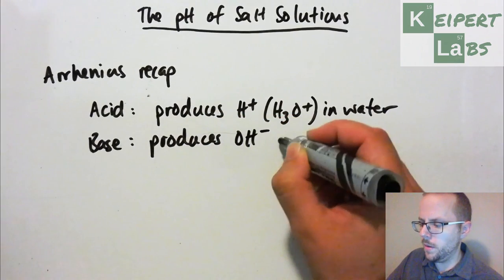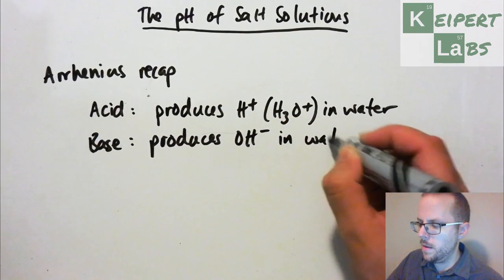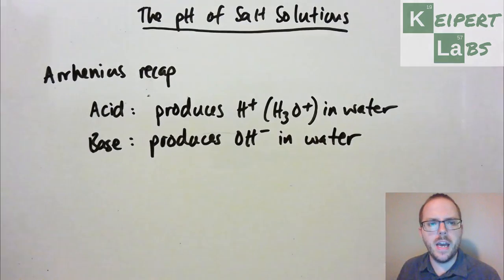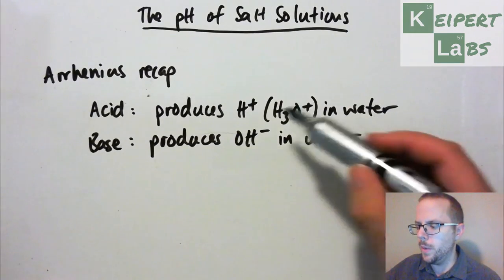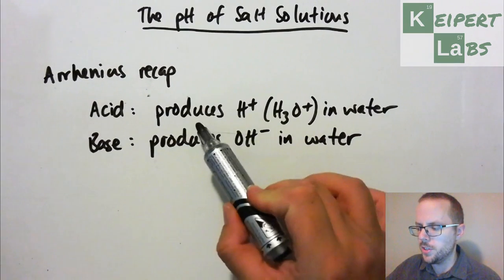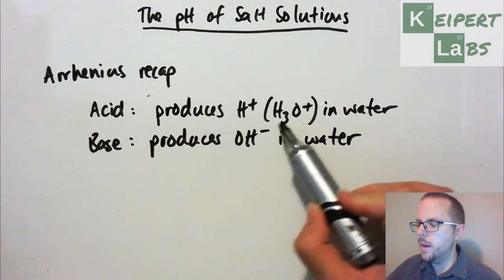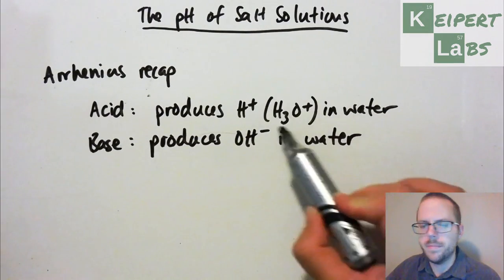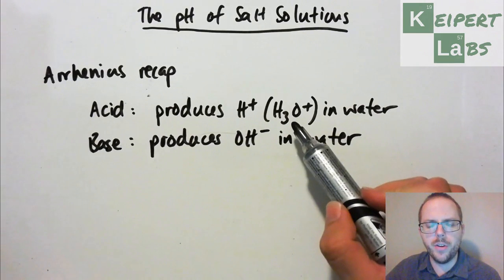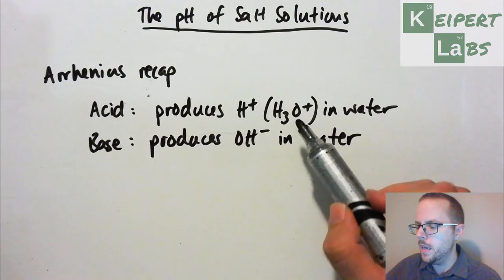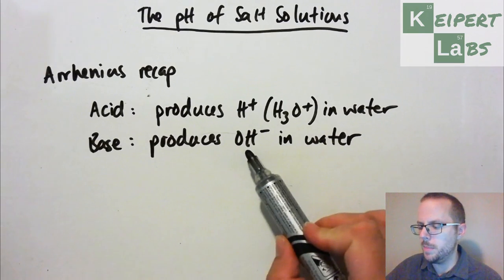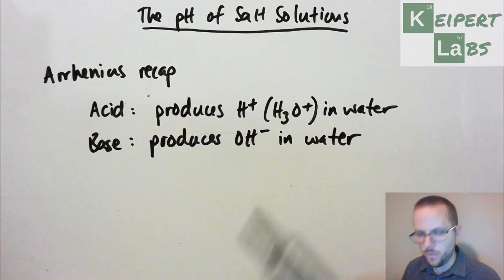hydroxide ions in water. Okay, so for something to be acidic under Arrhenius's theory, we would be writing equations that show the production of H+, or if we can be a little bit more specific, a little bit more accurate, we can show the formation of hydronium, and then for something to be basic, it's going to be showing it producing hydroxide ions in water.